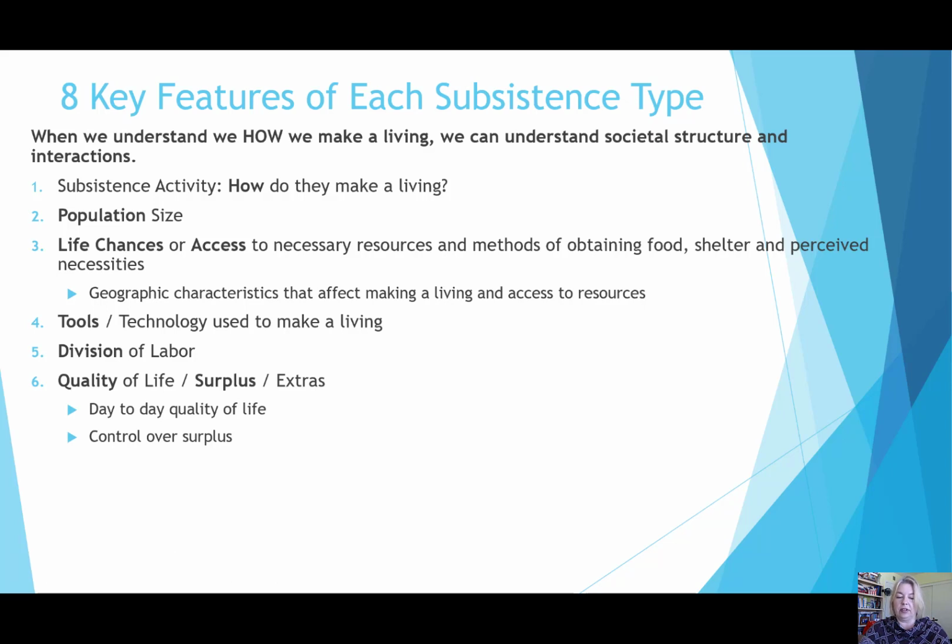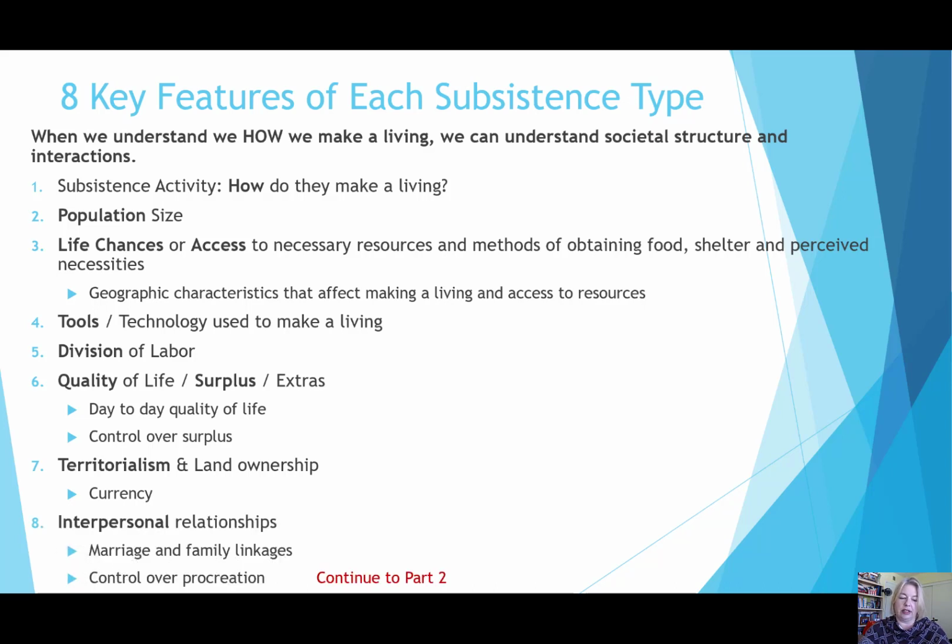The quality of life, surplus, and extras or lack thereof within a society are all key features of each of these types. With some subsistence types, the quality of life is very good, depending on how you define very good. And there are, in some cases, a lot of surplus resources, and in other cases, very few, and they're really living hand to mouth. Also, in terms of quality of life, in these subsistence types, we'll talk about who has control over the resources. The 7th key feature that we'll talk about is territorialism and land ownership, and the notion of currency, which came out of this concept of owning territory or owning land.